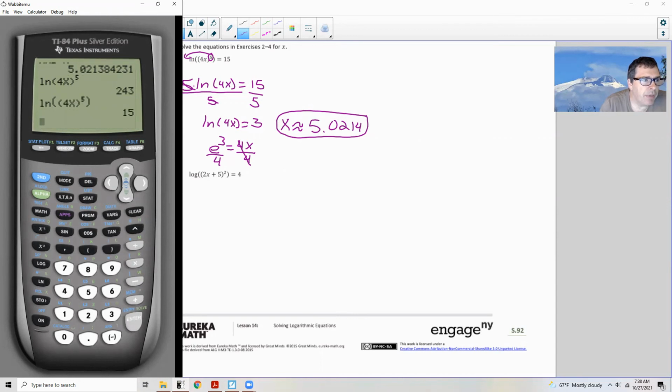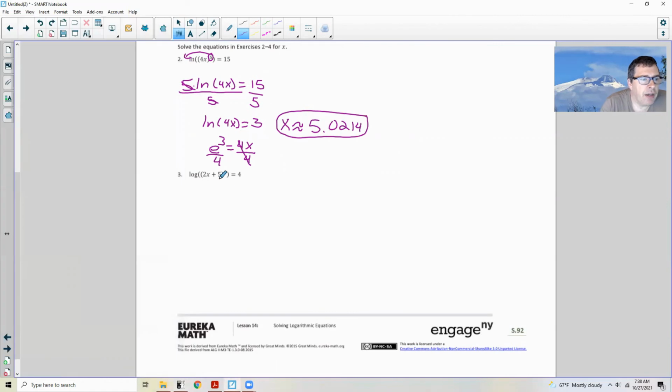It did. Okay, my fault. So what was this doing? It was doing the power rule, natural log of 4x to the 5th. It was following the order of operations, and I didn't tell it to take the natural log of everything, including that power of 5. So it's not 243, it is 15, and it does check. All right, so be careful with your parentheses in your calculator.